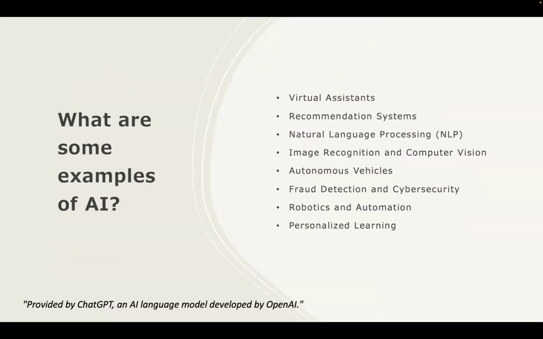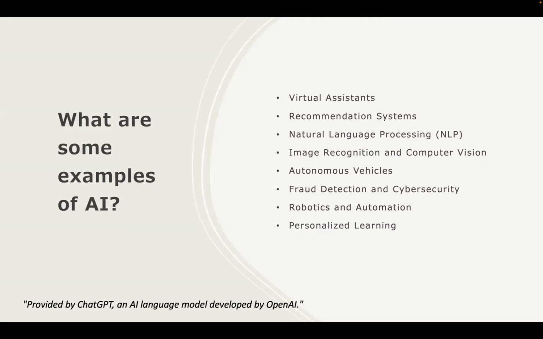So, what are some examples of AI? Well, AI technologies utilize various techniques and approaches, including machine learning, deep learning, natural language processing, computer vision, and robotics. These technologies enable AI systems to analyze large amounts of data, recognize patterns, make predictions, and improve performance over time through iterative learning processes. And these examples listed here, believe it or not, are already pervasive in your day-to-day life.